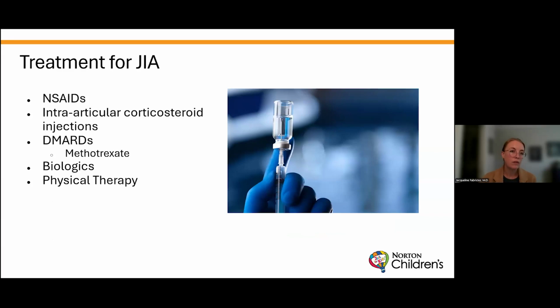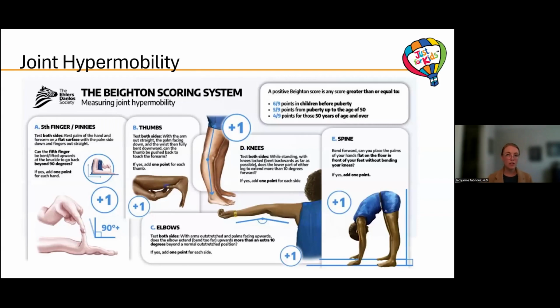And then the treatment of JIA, the initial first-line treatment is actually NSAID therapy alone. We do a trial of 6 weeks, and if that's effective, then they only need NSAIDs, but many do need more therapy. That may be intra-articular steroid injections, DMARDs like methotrexate, biologics like Humira, and then physical therapy as an adjunctive therapy.